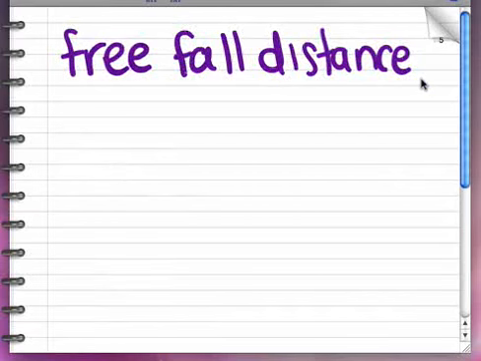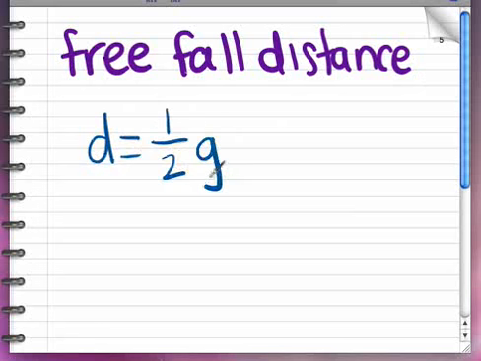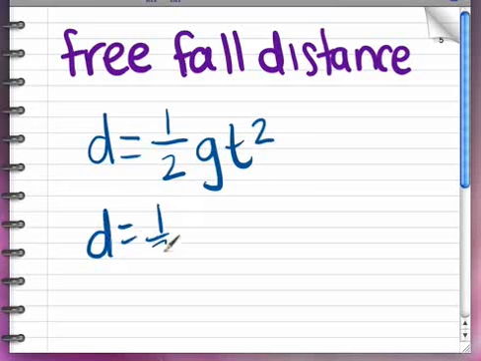Free fall distance is not calculated using the simple speed equals distance divided by time formula rearranged for distance. This is because an object's speed is constantly changing when it's in free fall. Instead, we have to use the free fall distance formula, which says distance is 1/2 g t squared, or distance is 1/2 times acceleration times time squared, because the acceleration is g. Let's do an example of this kind of problem.